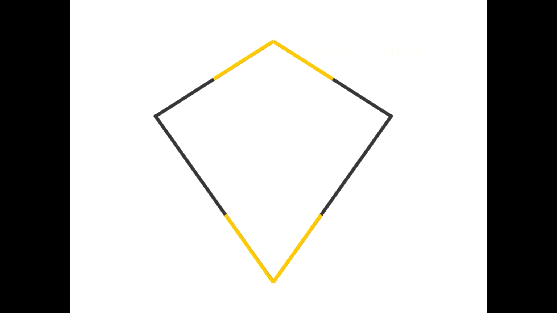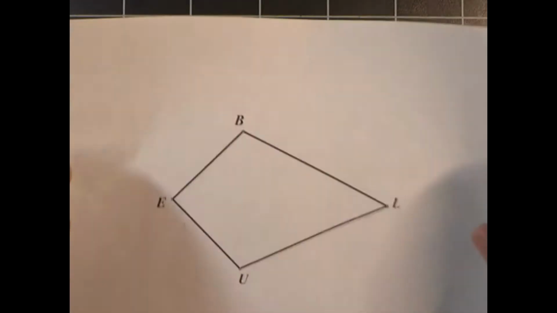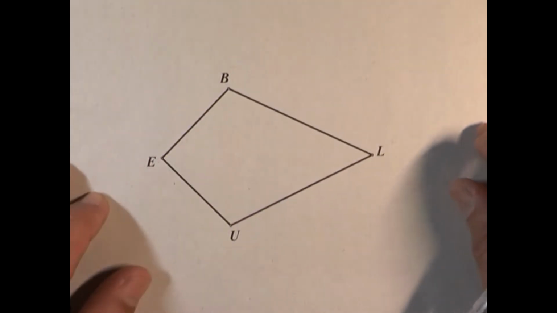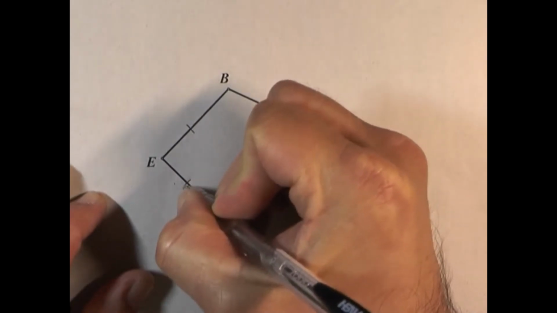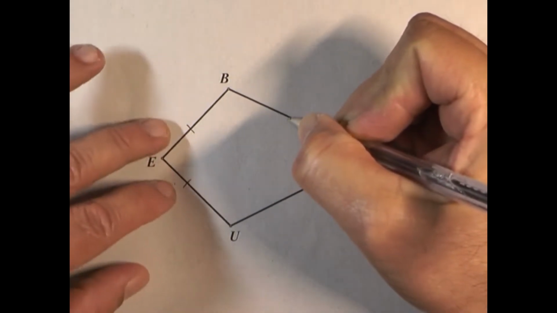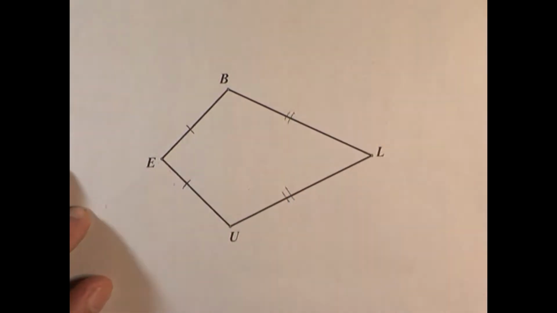These angles are called vertex angles, and the other pair is called the non-vertex angles. Now, let us discover some properties about the angles. I have my kite, and these are the two congruent sides, and this is the other pair.